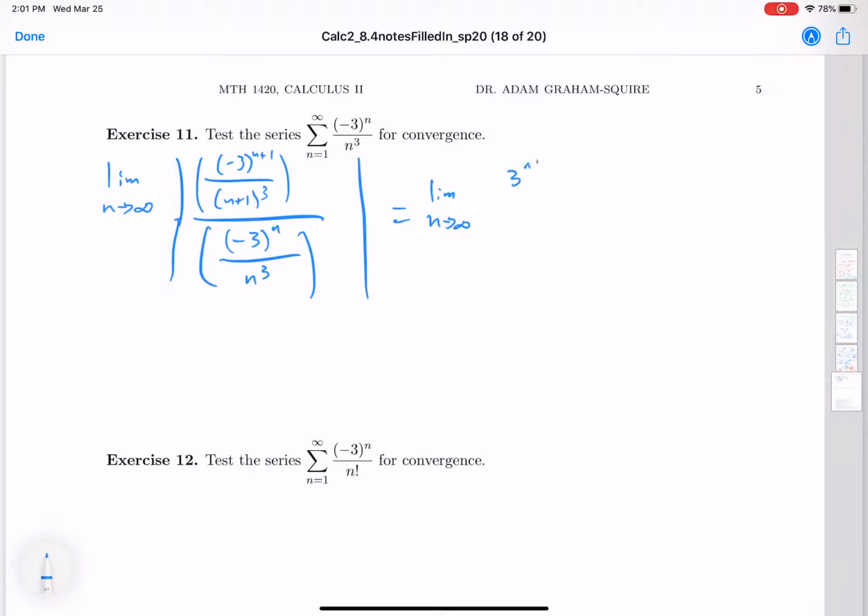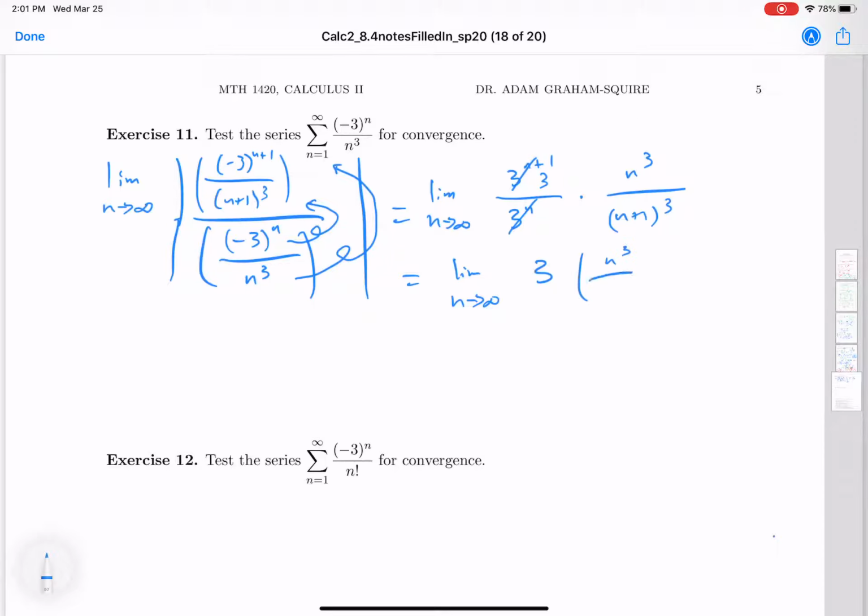So I get basically a 3 to the n plus 1. And this negative 3 to the n is going to end up on the bottom there, so I'll put a 3 to the n here. And then I have this n plus 1 quantity cubed. And this n cubed, when I multiply by the reciprocal, is going to go on top. So I've lined up all my pieces. So this is the limit as n goes to infinity. These are going to cancel, and I'll just be left with a 3 on top, and then n cubed over n plus 1 cubed. That right there is going to go to 1 as n goes to infinity. So I end up with 3. So this diverges by the ratio test.